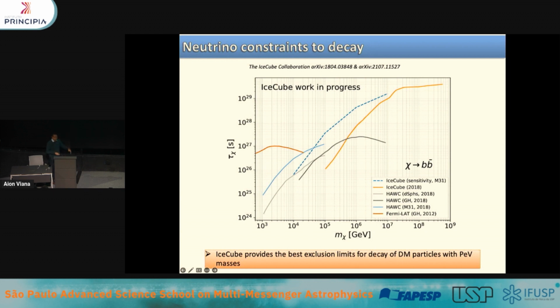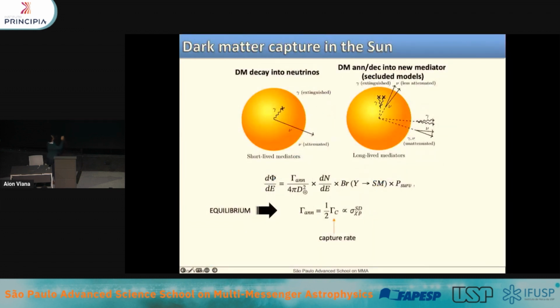It's actually a very powerful detector for that. Now, there is another very interesting detection mechanism that we can do with neutrinos, which is trying to detect dark matter in the sun. So if you have dark matter that is flying everywhere, it can be captured by the gravitational potential of the sun, and dark matter will self-annihilate in the center of the sun.